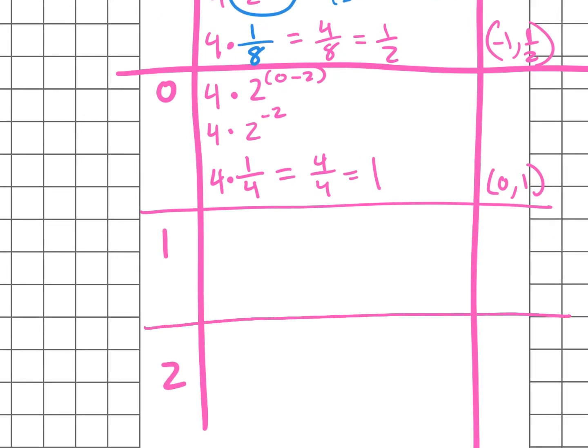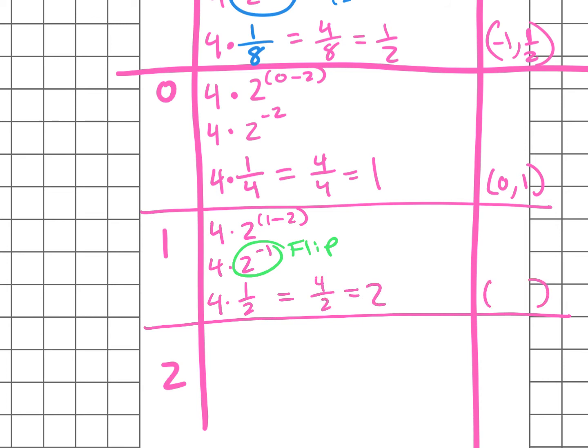Next, we plug in 1. So I have 4 times 2 to the power of 1 minus 2. What's 1 minus 2? -1. So what's 2 to the power of -1? 1/2. Awesome. We flip it. And then 4 times 1/2? 4 over 2, which is 2. Awesome. So what's my point? 1, 2.